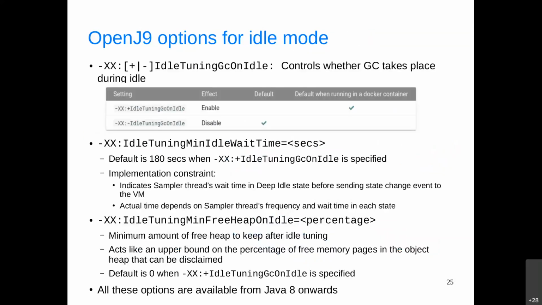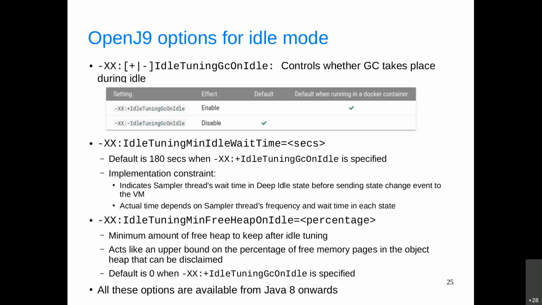This slide talks about some of the options that we have added for tuning the idle mode. The first of them is idle tuning GC on idle, which controls whether the GC should take place when OpenJ9 goes into idle state or not. And this option is disabled by default in the non-container environment, but we enable it in the container environment. The next option is idle tuning min idle wait time. This specifies the minimum amount of time that the JVM should remain in the inactive state before it transitions its state to the idle state.